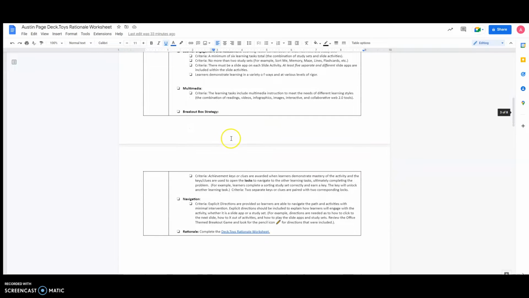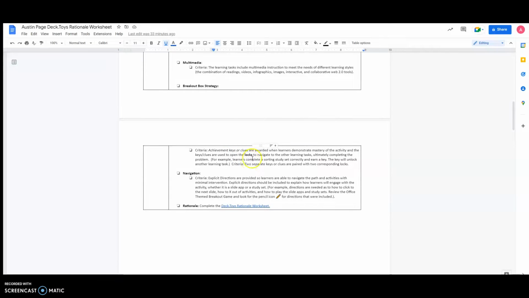For the breakout box strategy, there are clues that are awarded when learners demonstrate mastery of the activity. So when you get to the end of one of those slide activities, you get a clue for another place that opens up new locks. Some of them you get two locks to open, some of them one. Things are locked until you get past what I want you to before it. So ultimately, yes, completing the problem.